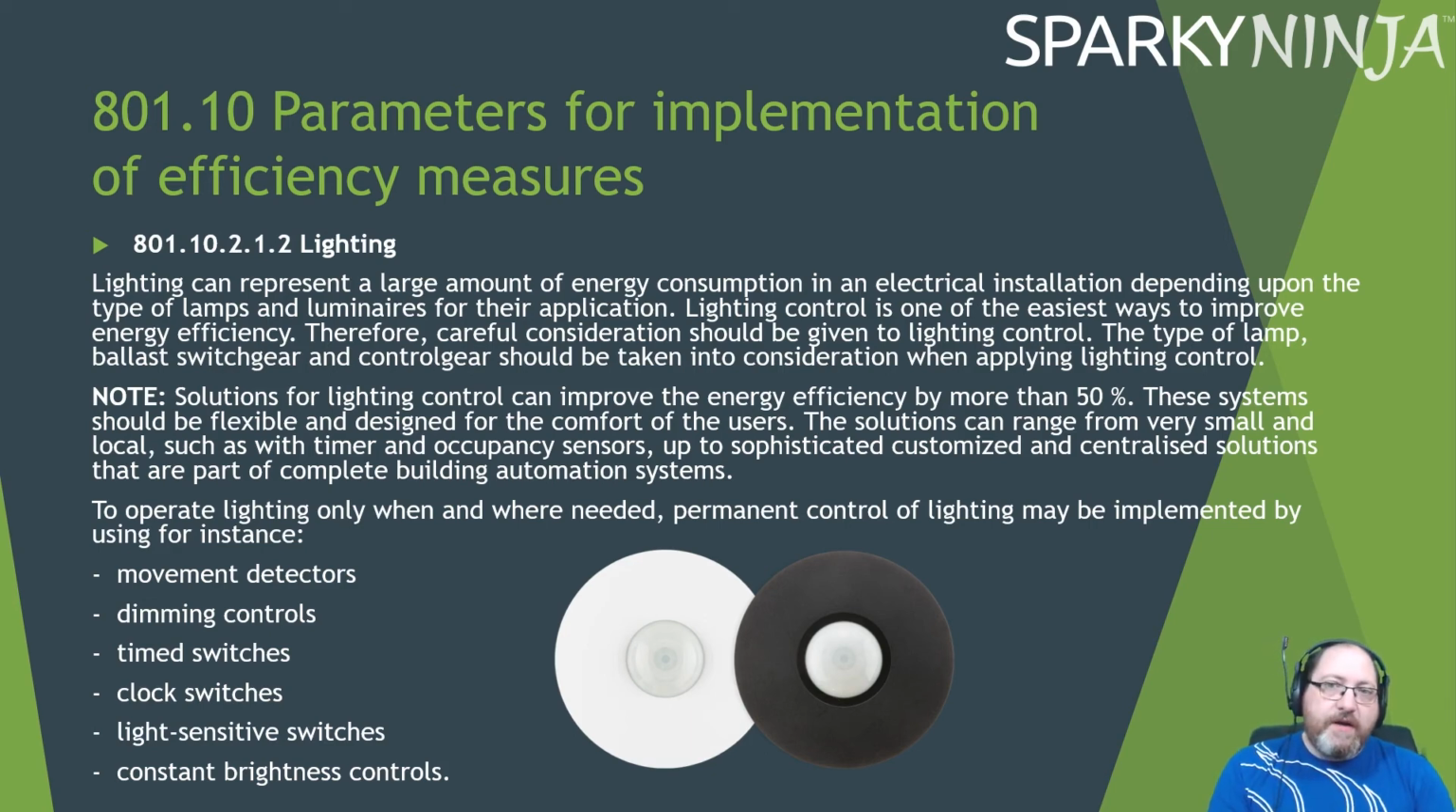To operate lighting only when and where needed, permanent control of lighting may be implemented by use of, for instance, movement sensors, dimming controls, time switches, clocks. But now we have to actually consider it and document it.